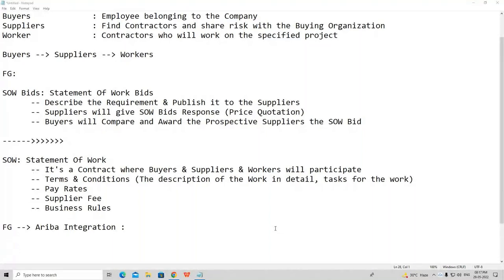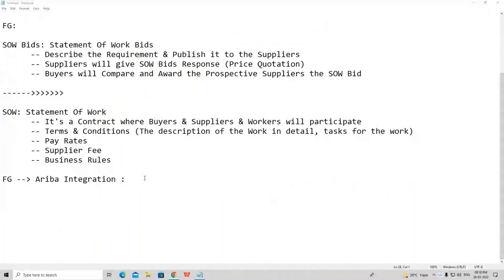As we were talking about Fieldglass integration with Ariba, let us try to understand it. So we'll begin with SOW. SOW will be created. Once again, it will be created by whom? It will be created by the buyer. But where will it be created? It will be created in FG. Then it will go for approval.